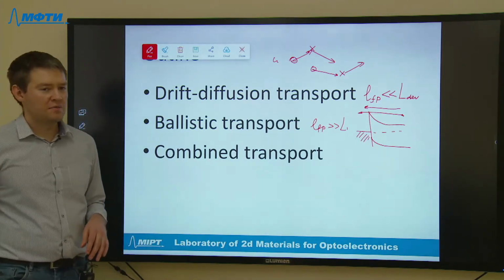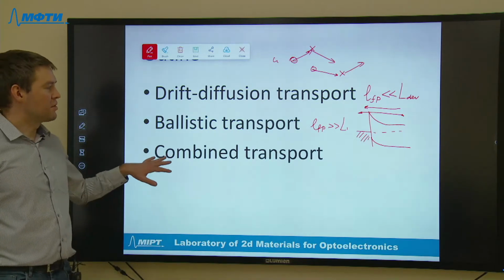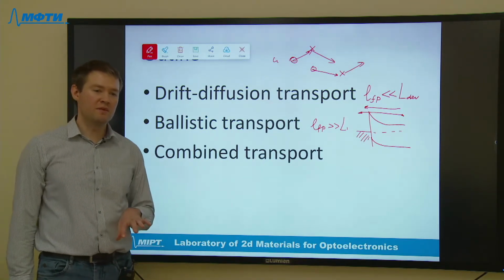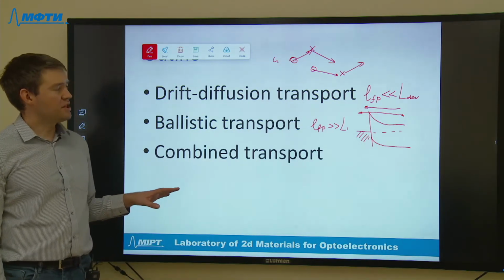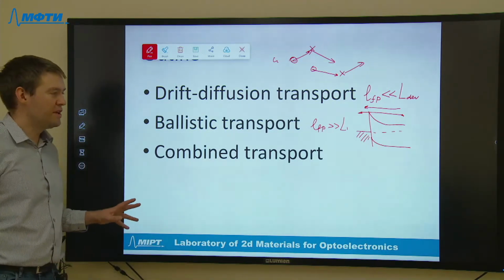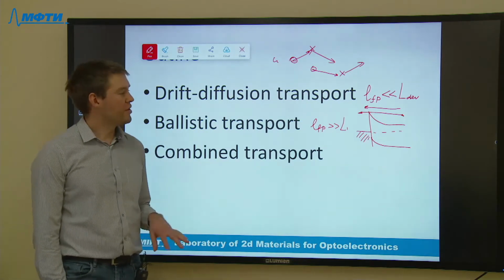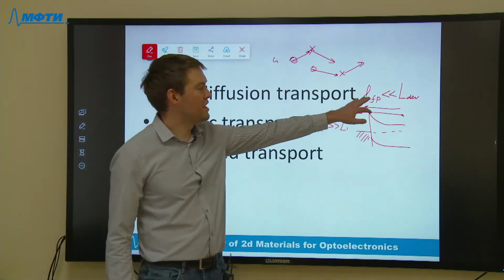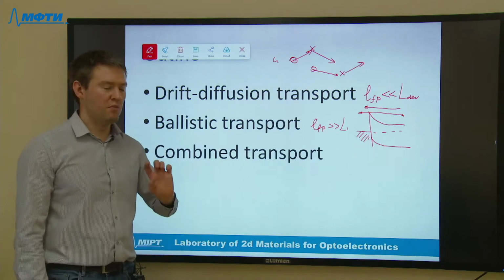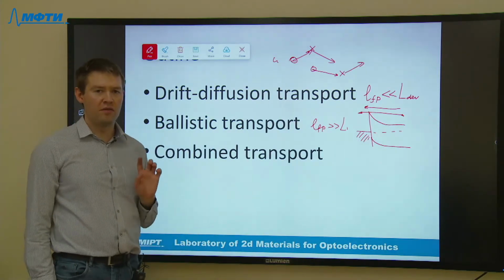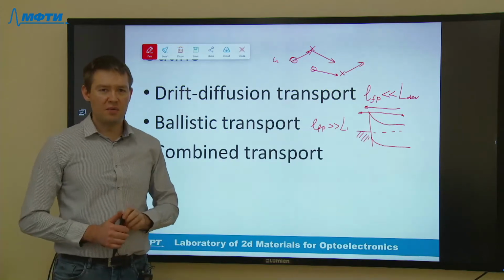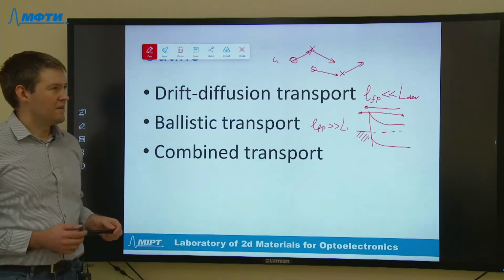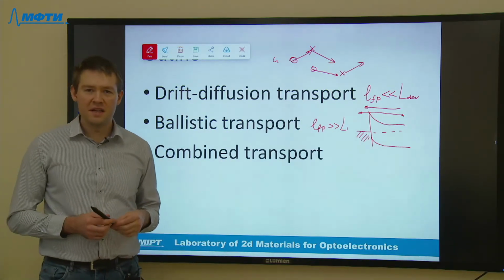In the last part of the lecture, we will consider the so-called combined approach to the transport, which is valid in intermediate situations, when the free path length is still smaller than the length of the device, but it is important and makes a considerable fraction of the total length. Please ask any questions if you have any misunderstandings.